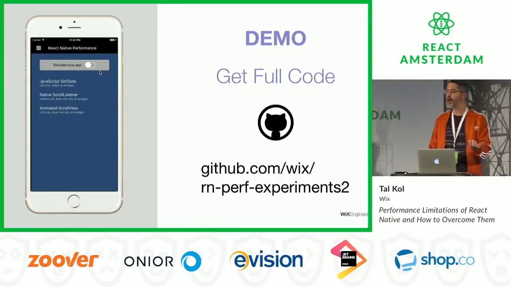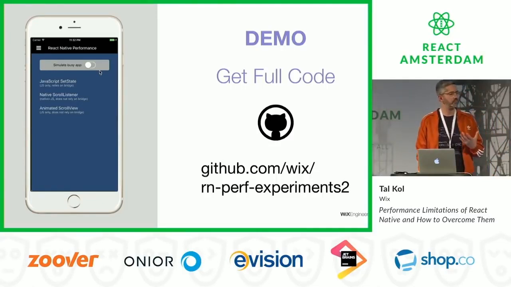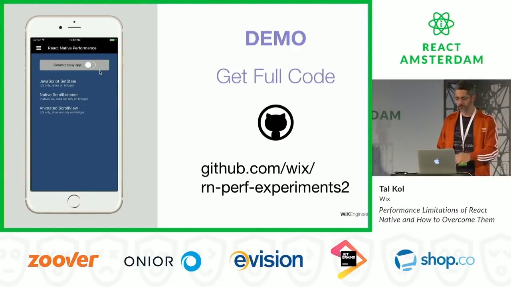Because it's just a small demo app, you will not see performance issues there. So what the switch does is it simulates a busy app, like our big app. Okay? It just sends tons of stuff. It makes the app really busy over the bridge in the JavaScript thread. And I'll show you a small video of what it looks like.